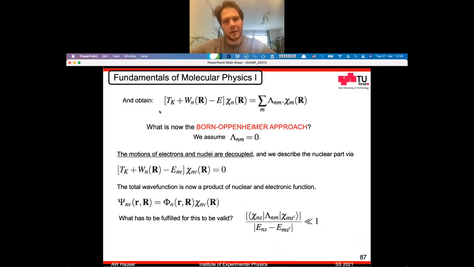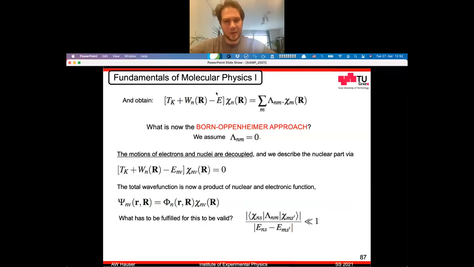This is our Schrödinger equation for the total system, where we have introduced an abbreviation for the two terms of the kinetic energy operator of the nuclei that contain derivatives of the electronic wave function with respect to the nuclear positions. Okay, this is in this lambda here, and so it almost looks like a nice equation.